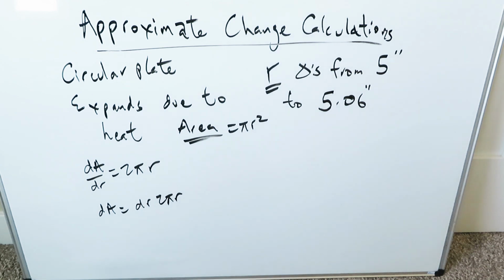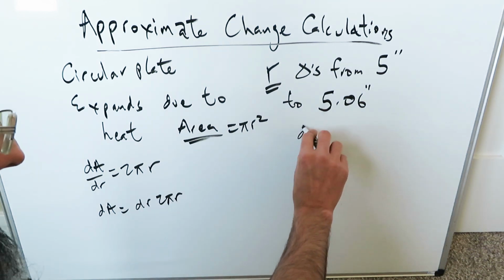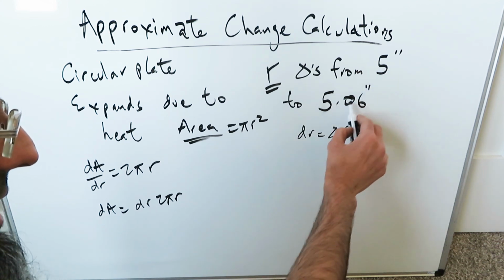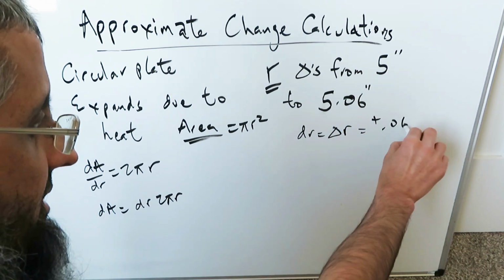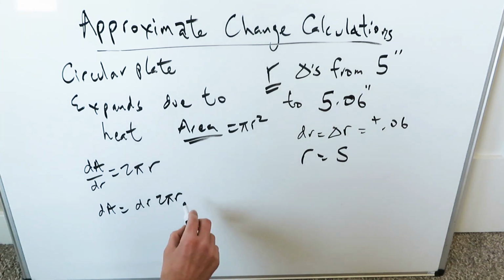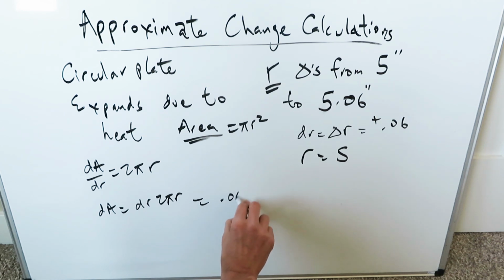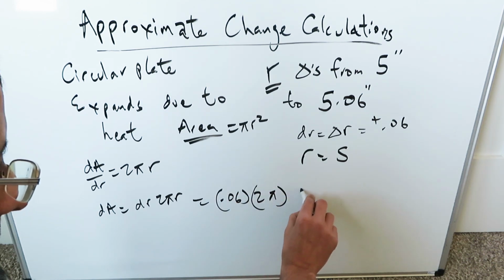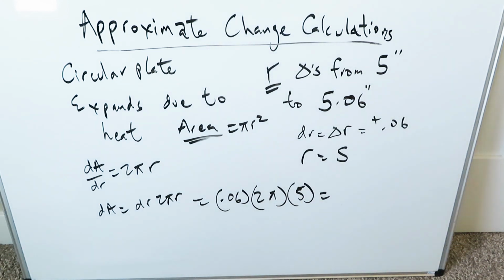Now you bring in your values. You need to know only dr and r. We can easily determine dr. Your dr is always equal to your delta x, but here you can say delta r. You're going from 5 to 5.06, an increase of 0.06. But what is my r value? It's your standard value, 5. Bring in these items. You have here 0.06 times 2 times pi times the radius, which is 5. What is the end result? That will give you your approximate change in the area. You can also call it an approximate increase in the area.